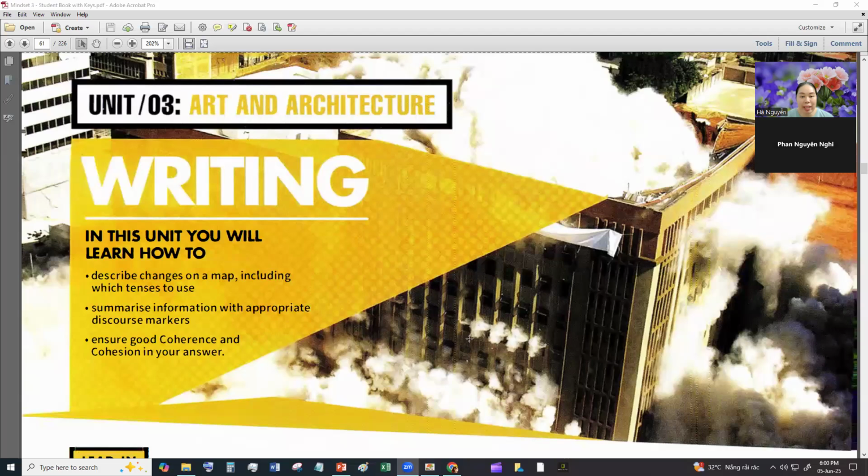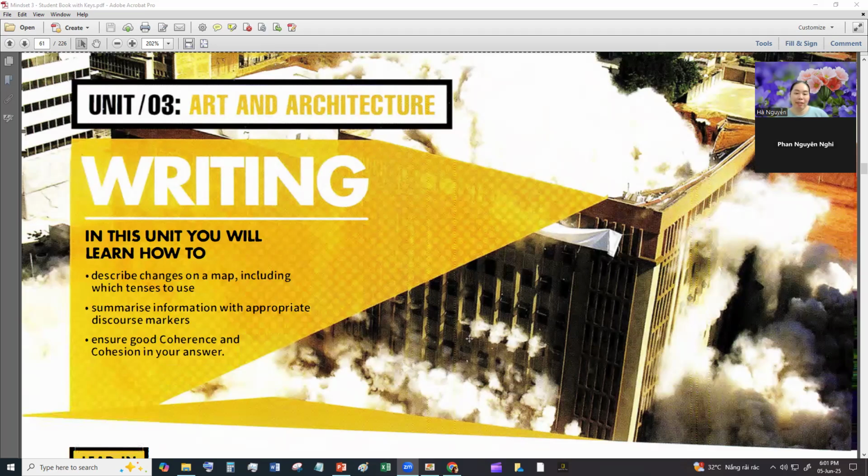So, Nghi, please read the content of this unit. Unit 3, Art and Architecture. In this unit, you will learn how to describe changes on a map, including which tenses to use, summarize information with appropriate discourse markers, and ensure good coherence and cohesion in your answer. Thank you very much.